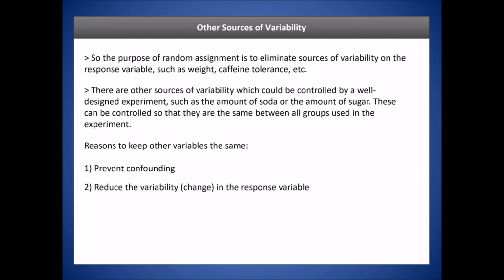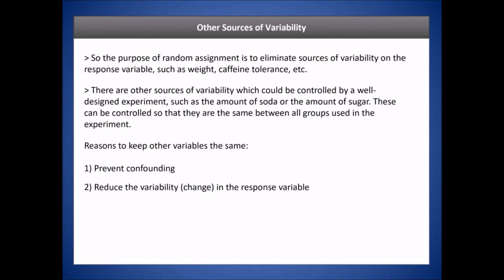So let's look at other sources of variability. Remember that the purpose of random assignment is to eliminate the sources of variability, such as the weight, caffeine tolerance, and so on. So there are other sources of variability which can be controlled, and these are the other sources that we want to discuss. So for example, these are things that we can control in an experiment: the amount of soda or the amount of sugar. So these are things that you want to also consider.